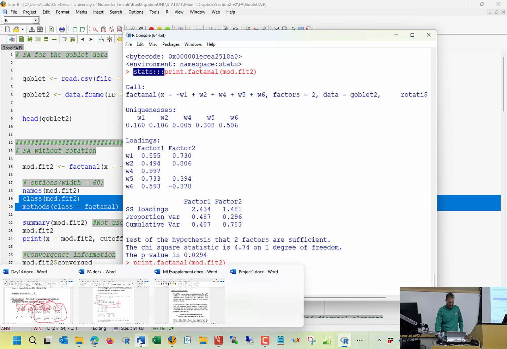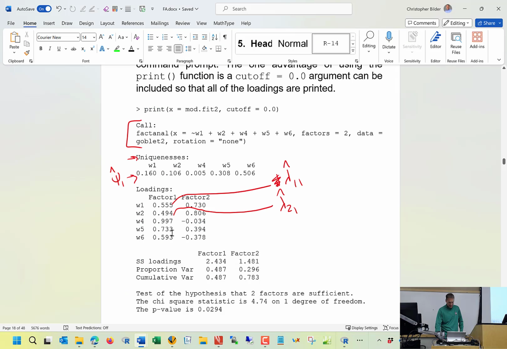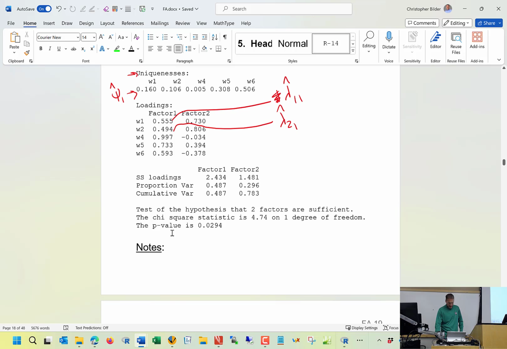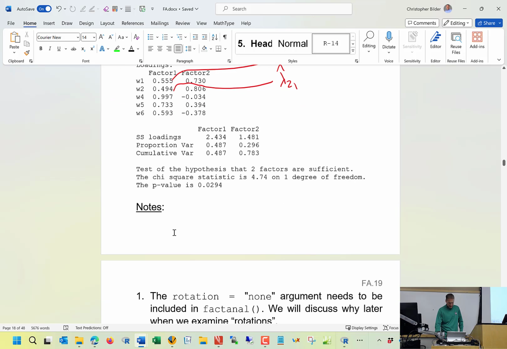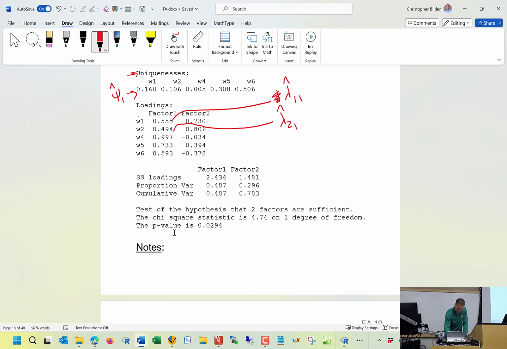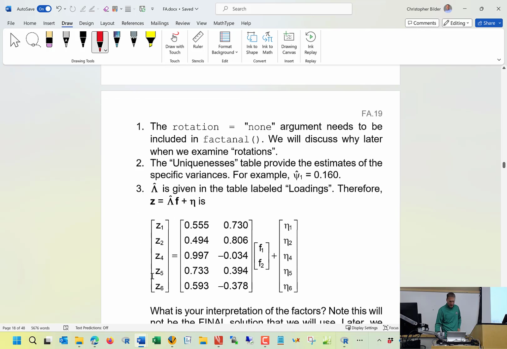Okay, let me come back here to the notes. Let's see here. Yeah, just to make sure maybe I didn't explain this to you. So obviously we can see those are the original variable names, and notice how we have factor1, factor2 there. That's how I knew which lambda was with what.